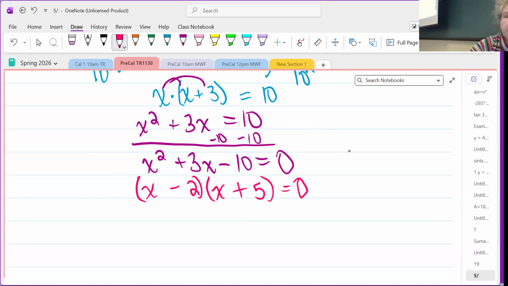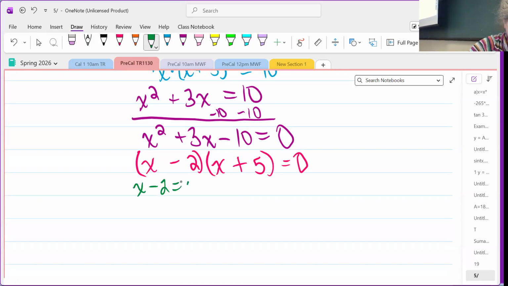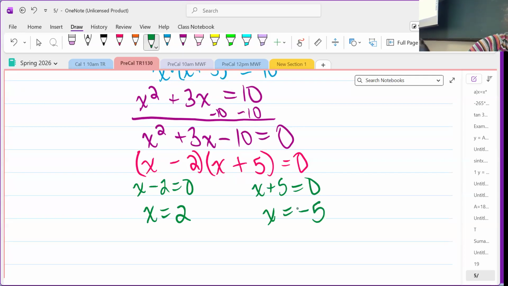Now you can also use the quadratic formula and that'll get you the same results. It'll take a little bit longer, but if you get really flustered by factoring, quadratic formula is always an alternative. And if you get really good at it, it doesn't take that much longer. So the x minus 2 is equal to 0, or the x plus 5 is equal to 0. So we get 2 and negative 5 as potential solutions.